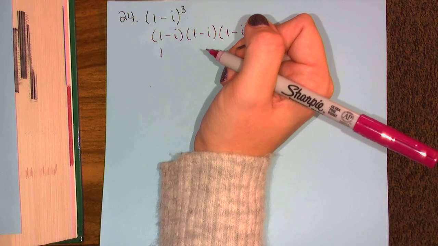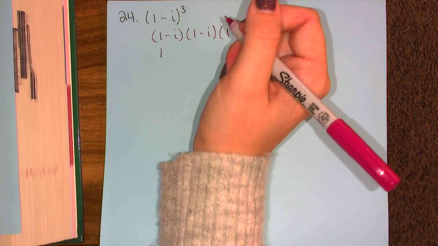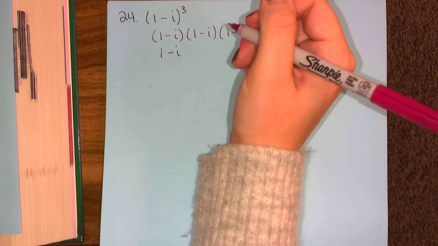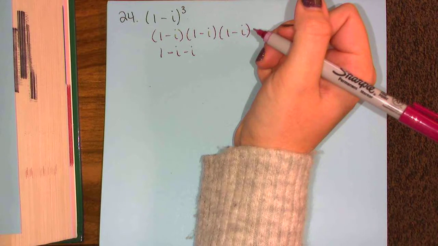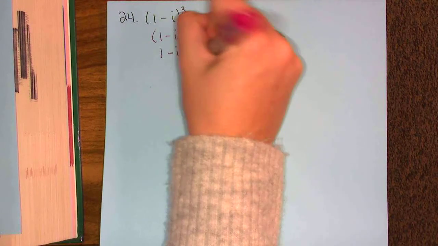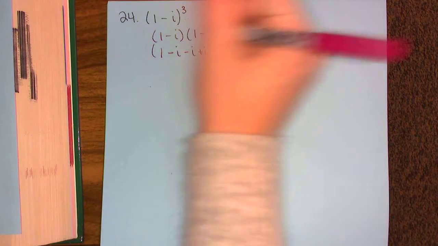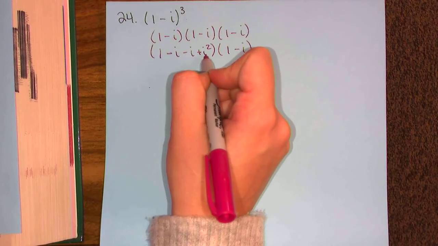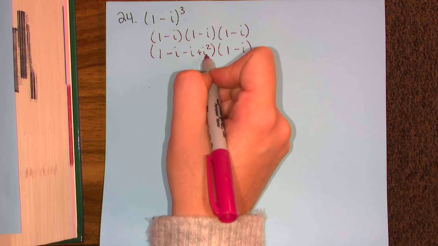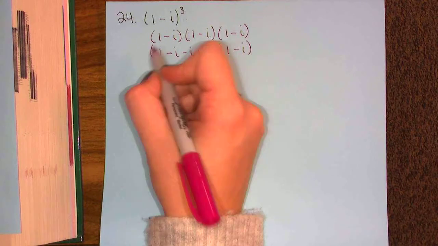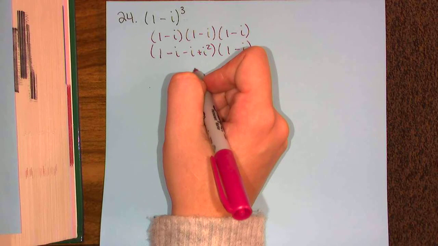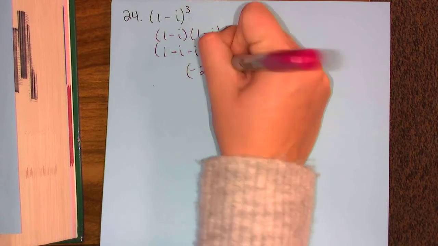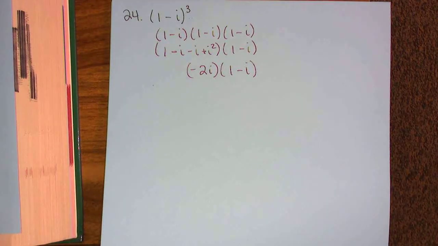1 times 1 is 1. 1 times negative i, negative i. Negative i times 1, negative i. Negative i times negative i, plus i squared. It's all still being multiplied by 1 minus i. So I'm going to simplify this stuff. This i squared is negative 1, 1 minus 1 is 0, so that goes away. So I'm just going to have negative 2i times 1 minus i. What does that give me?